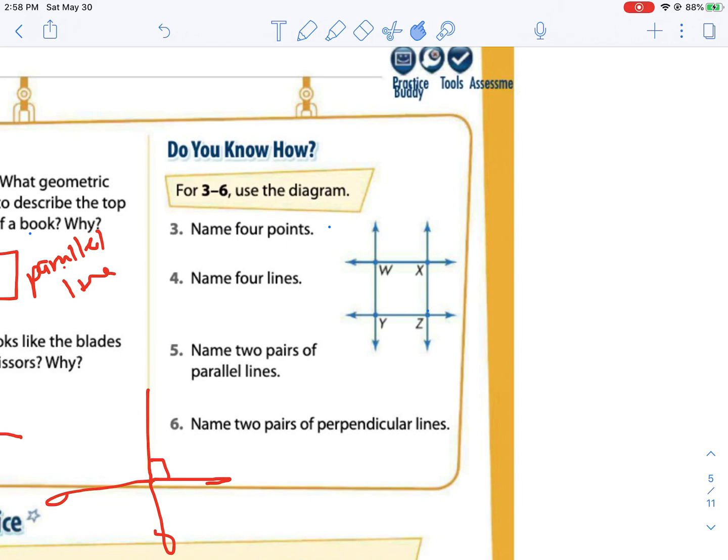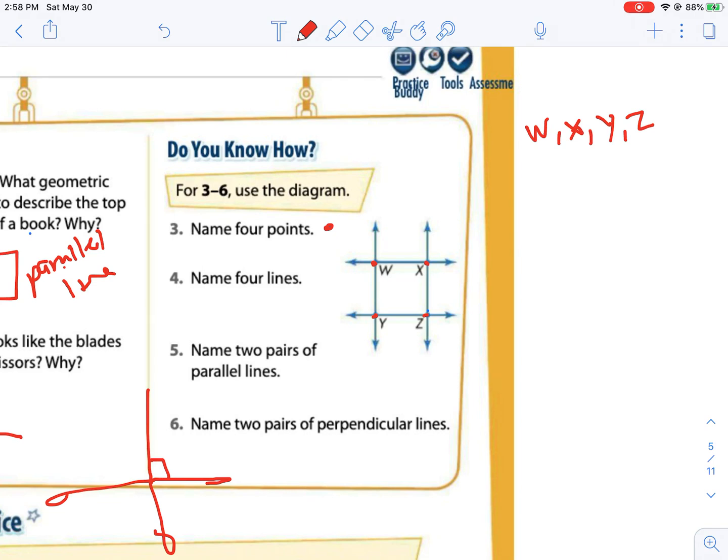Okay, so right here it says, name the 4 points. And remember, points are just those dots on something. So here's a point, here's a point, here's a point, and here's a point. And if we're going to name those points, we would just call them W, X, Y, and Z, and those are the points.